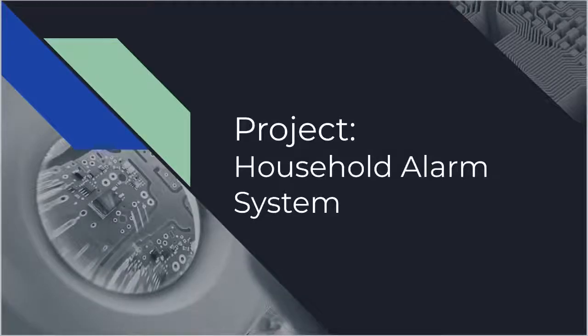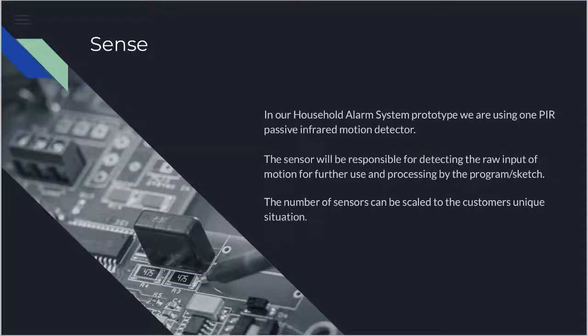Today I'm going to present and discuss our project, the household alarm system. In our household alarm system prototype, we are using one passive infrared motion detector. The sensor will be responsible for detecting the raw input of motion for further use and processing by the program/sketch.